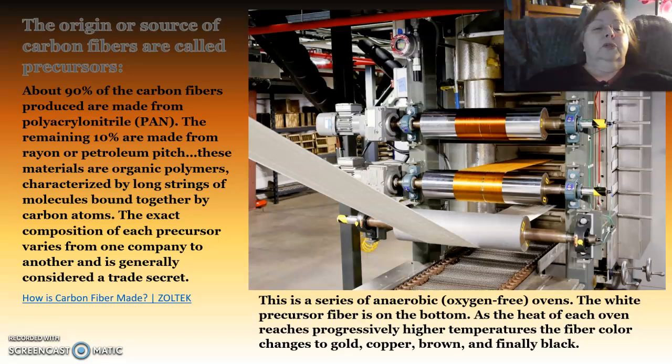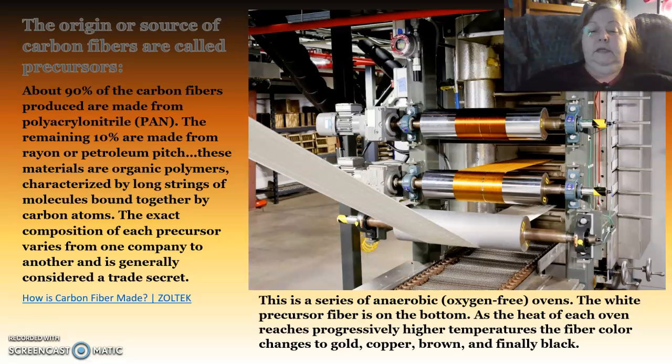The origin or source of carbon fibers are called precursors. About 90% of the carbon fibers produced are made from polyacrylonitrile, or PAN. The remaining 10% are made from rayon or petroleum pitch. These materials are organic polymers characterized by long strings of molecules bound together by carbon atoms. The exact composition of each precursor varies from one company to another and is generally considered a trade secret.